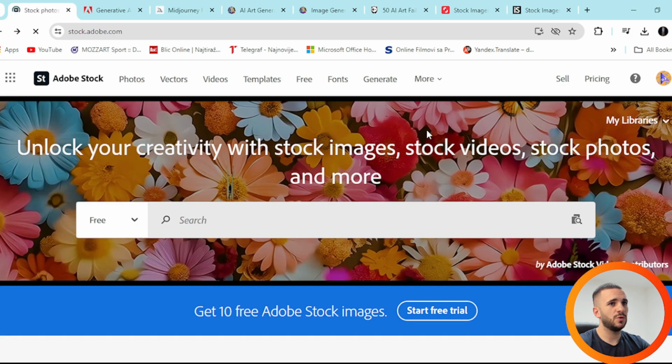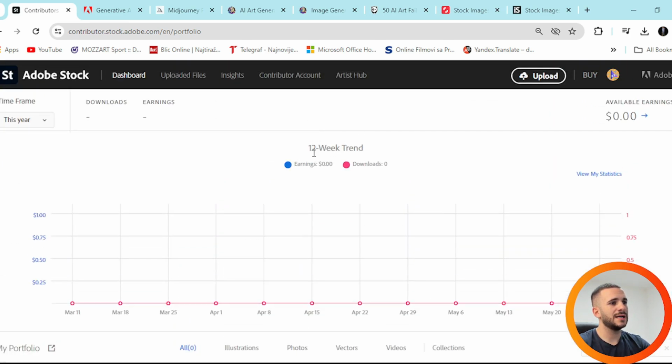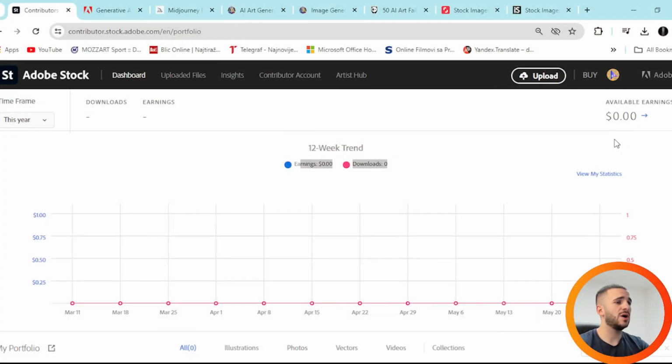Sell. So press on it, guys, right here. Right here you can check it out once you're good to go, guys. 12 weeks trend, earnings right now, downloads right now. You can see all illustrations, photos, vectors, videos, collections, and everything. Give it a shot, guys. Check it out, available earnings and so on. This is how your account will look like.